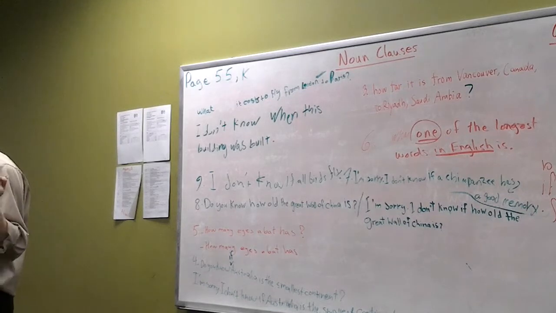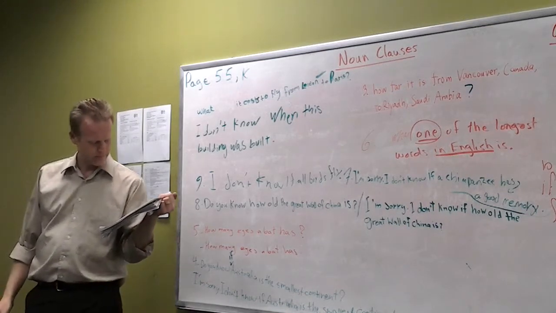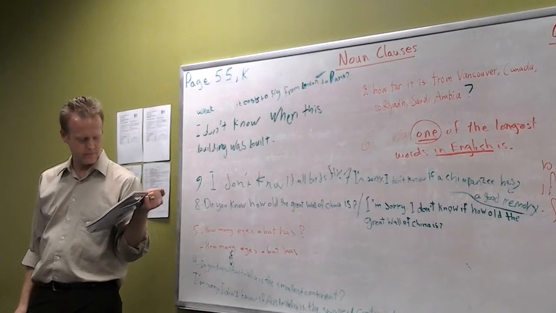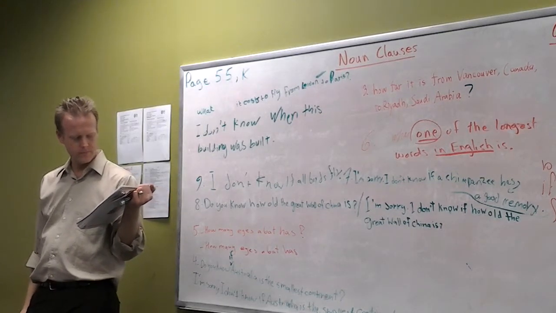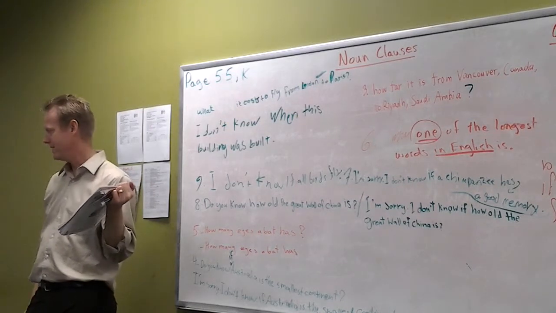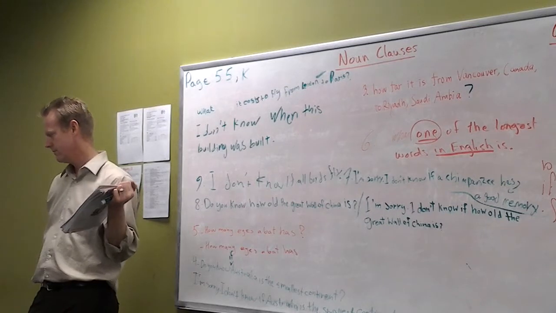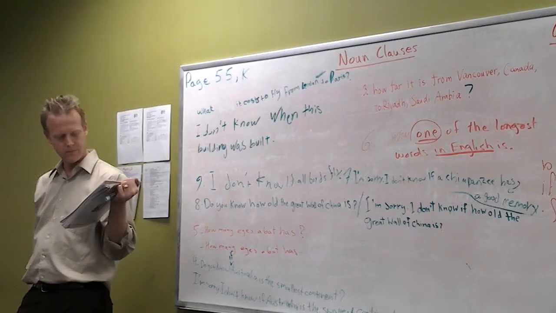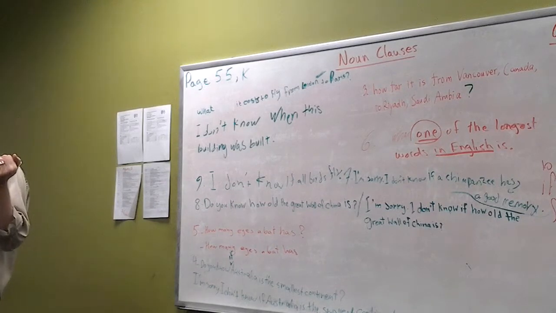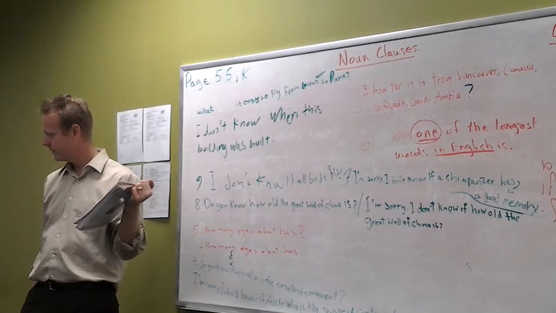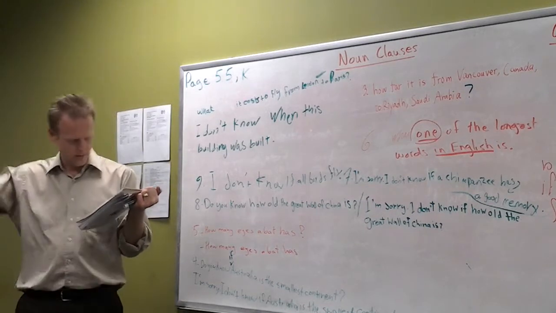Why don't you read C and D? Will you read C and D, Nelson? Mary realized that she should study harder. Good. I dreamed that I was on the top of a mountain. So what are the mental activity verbs? And in C, what is it? Realized. Good. And then in D? Dreamed. Good. And then they put the noun clause.